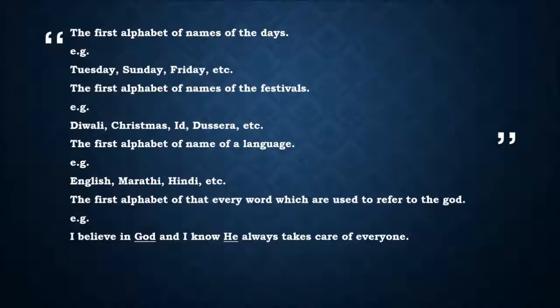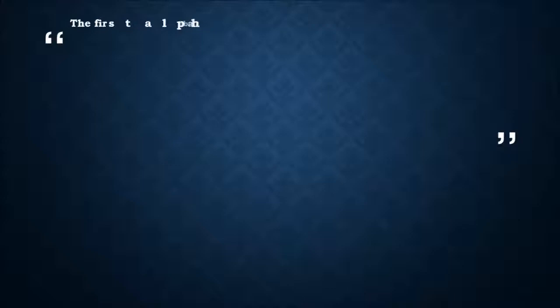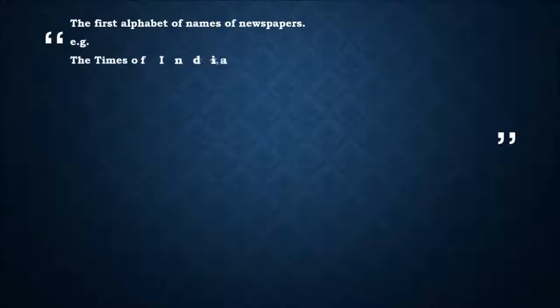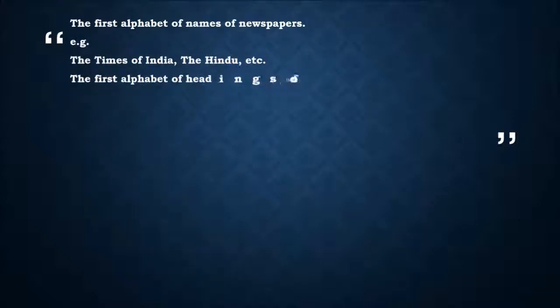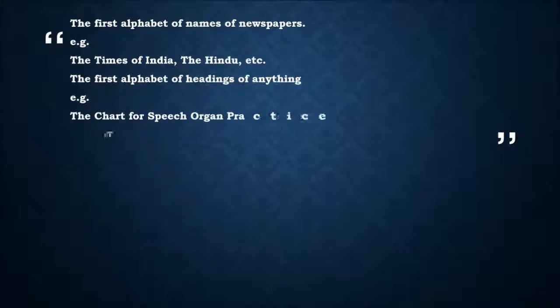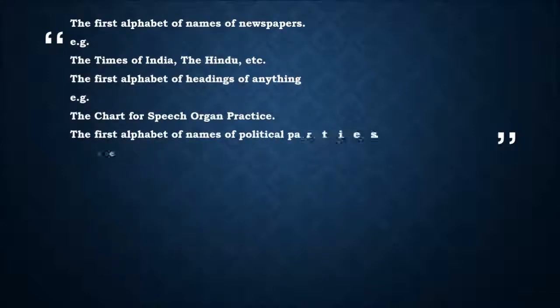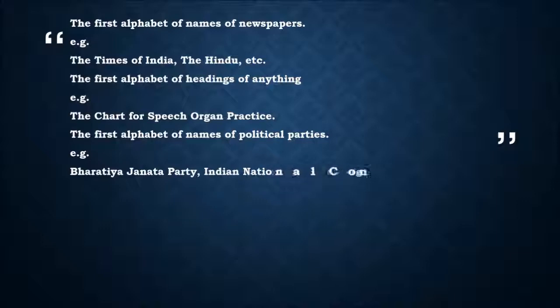E.g. The chart for speech organ practice. 11. The first alphabet of names of political parties. E.g. Bharatiya Janata Party, Indian National Congress, Shiv Sena, etc.